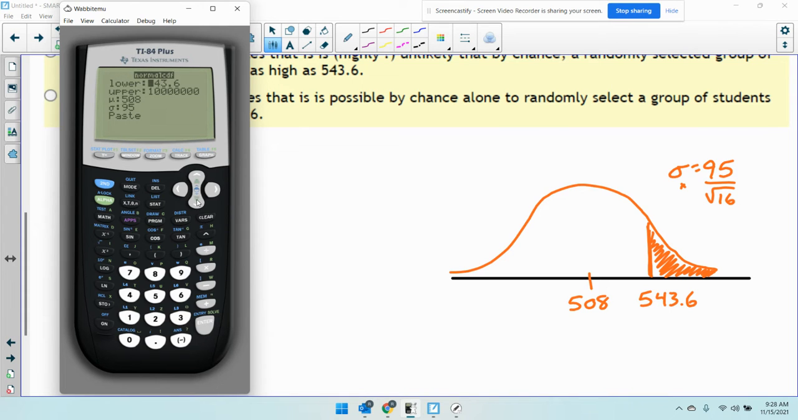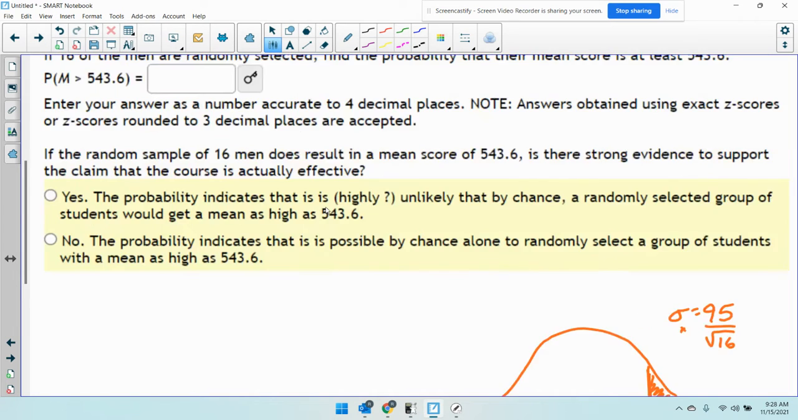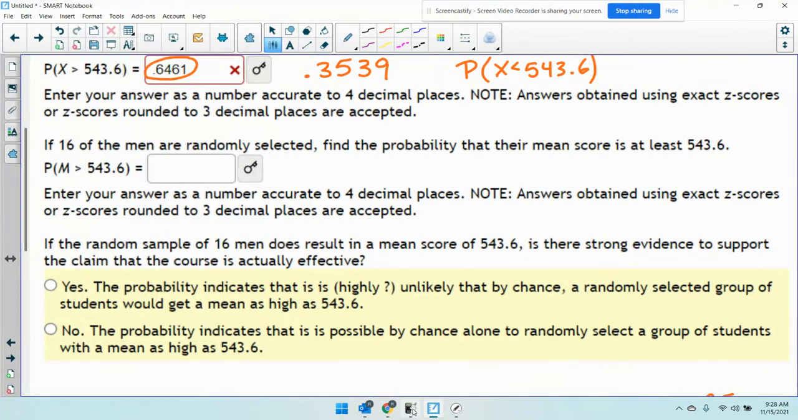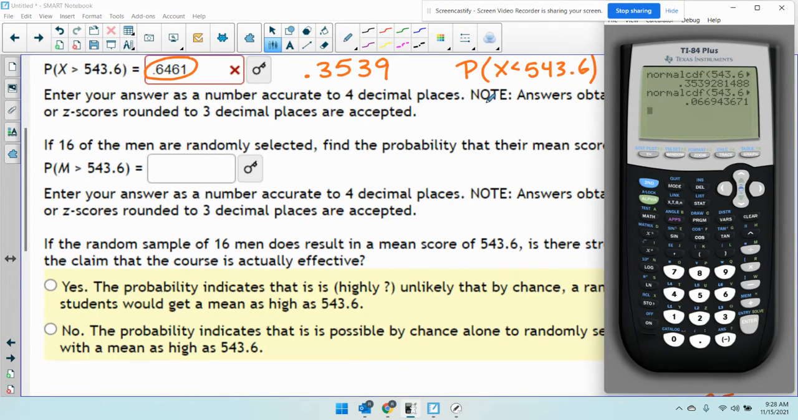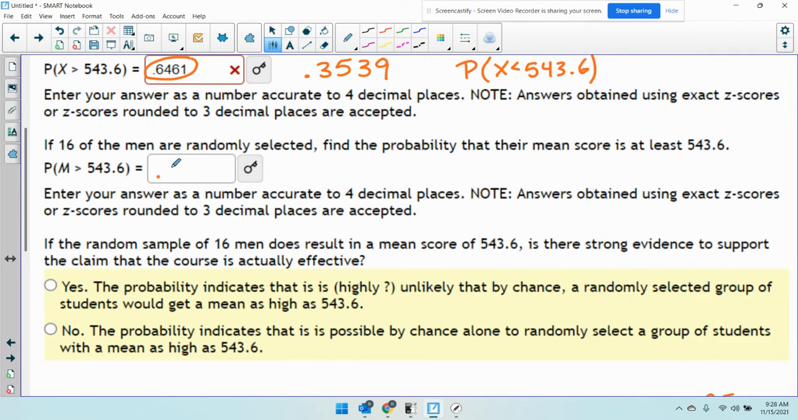That just changes our sigma. So you can write it as 95 divided by the square root of 16, or just 95 divided by 4. It doesn't matter. And nothing else is going to change, but we get a probability of 0.0669.